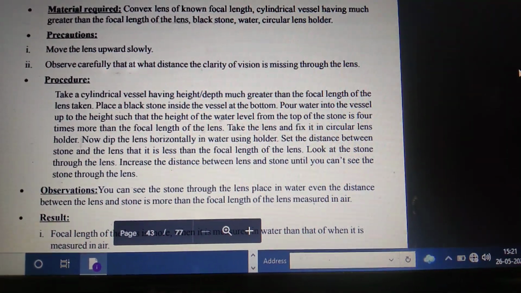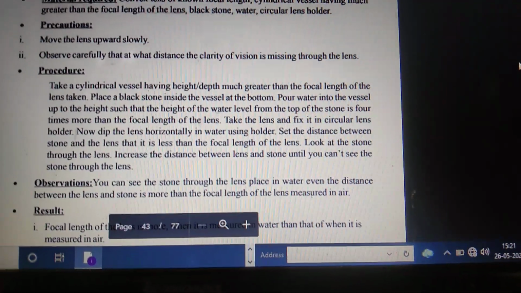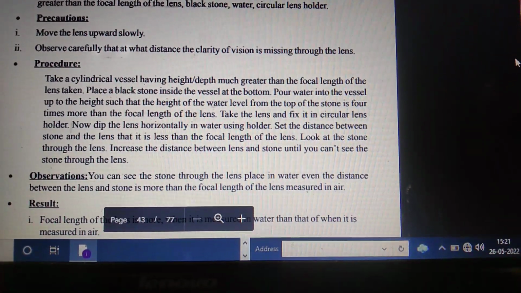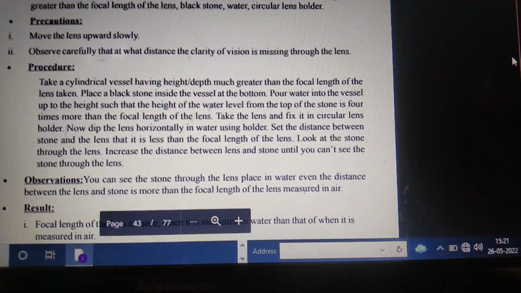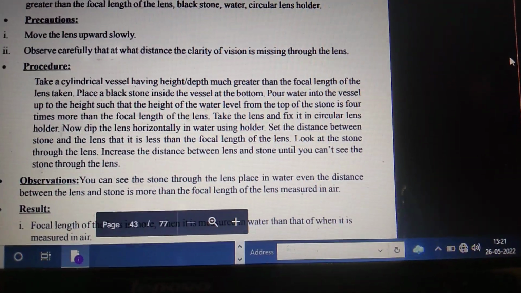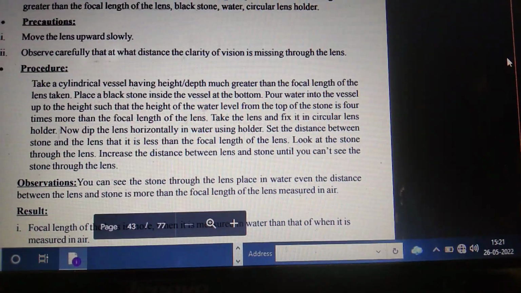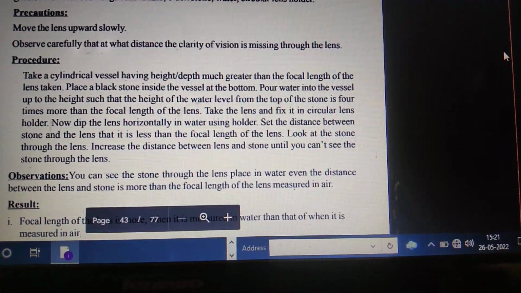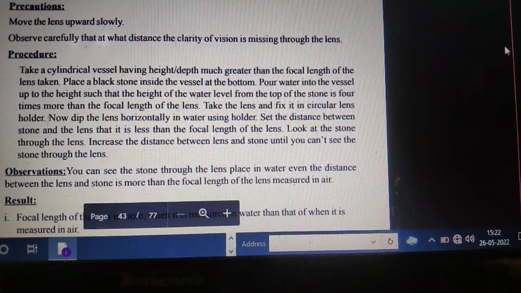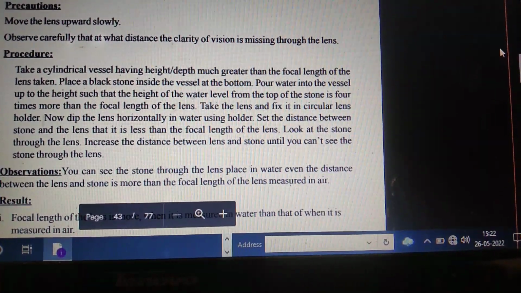Take a cylindrical vessel having depth much greater than the focal length of the lens taken. Place a black stone inside the vessel at the bottom. Pour water into the vessel up to a height such that the height of the water level from the top of the stone is 4 times the focal length of the lens. Take the lens and fix it in the circular lens holder. Now dip the lens horizontally in water using the holder. Set the distance between stone and lens less than the focal length of the lens.